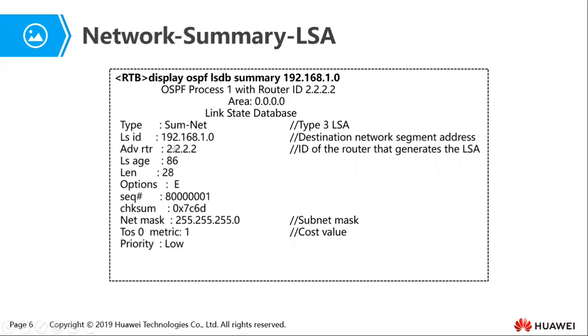Generally, each type 3 link state advertisement will only advertise a single network.